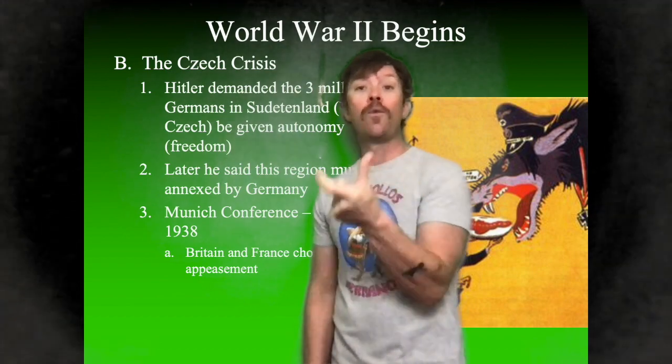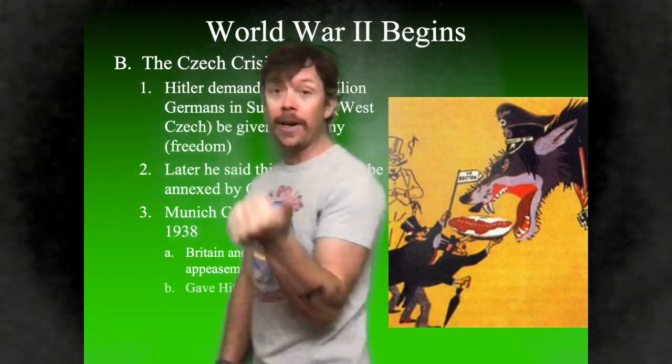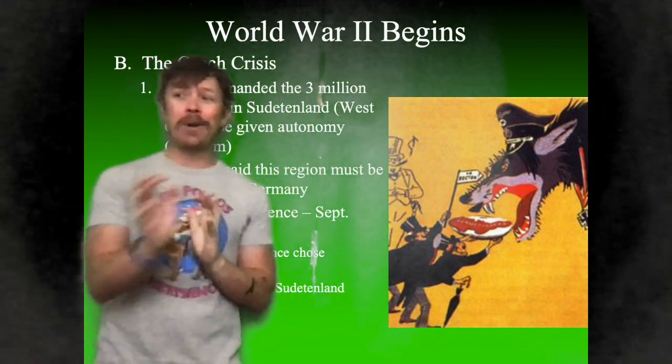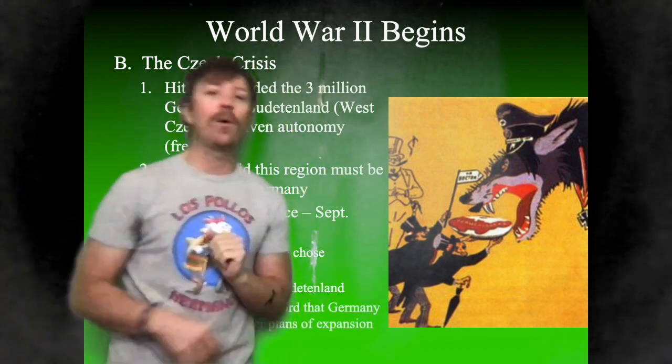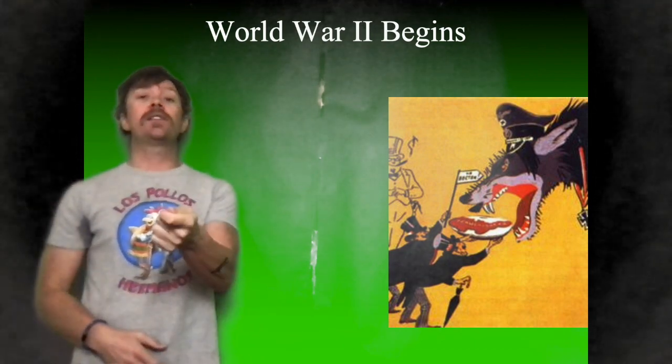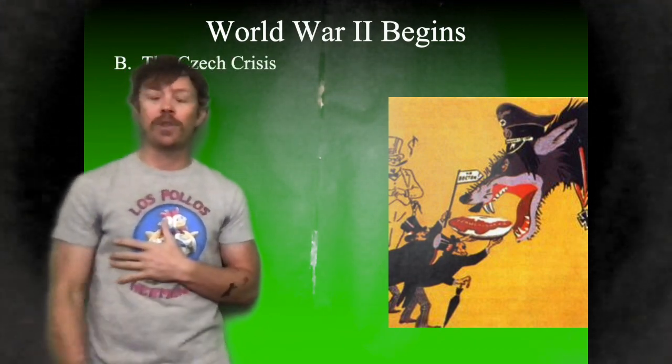Autonomy would mean freedom of choice. Later, Hitler is going to say, you know what? Let's get rid of the autonomy and let's just say that that region needs to be annexed by Germany because those were former Germans. This is going to lead to the Munich Conference, which takes place in September of 1938.